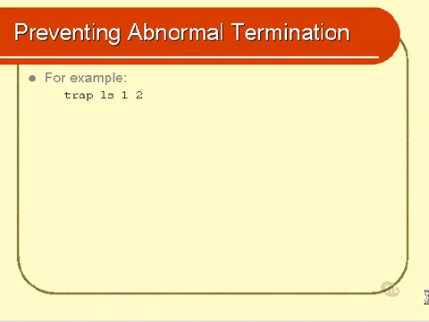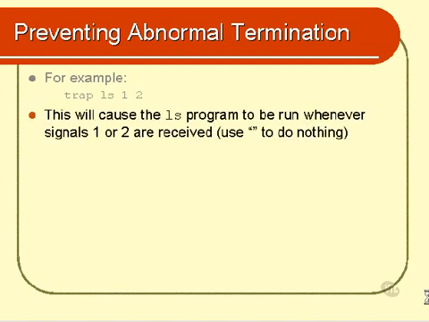So it could be in the middle of doing something else, it could be in the middle of a read, it could be in the middle of anything, and it will run the ls program. And then it will resume whatever it was doing. It will move on to the next line in the script, wherever it was just at when the signal arrived. If you actually want to ignore the signals, then you just use double quotes by themselves. In other words, the empty string becomes your command. So it would be trap and then a pair of double quotes by themselves and then the signal numbers.